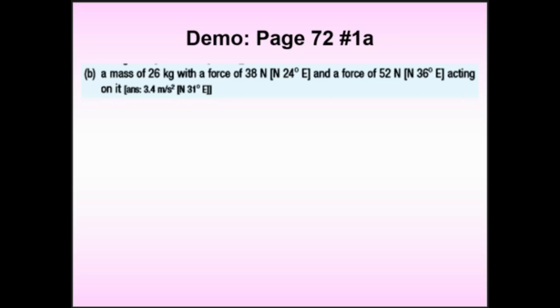Okay, let's think about this. Do you know the mass of the object? Yes, you do: 26. The question is asking for the acceleration. What's the only Newton's law that has acceleration in it? Newton's second law. What is it? F net equals ma. Do we know the m? Can we calculate the F net? Yes.